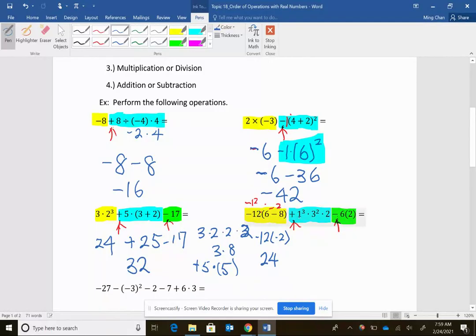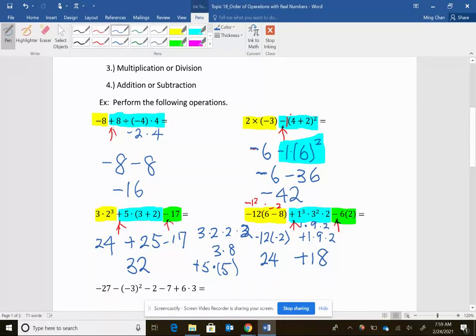My second term, positive 1 to the third is 1. Right? Times 3 squared is 9 times 2. So positive 1 times 9 times 2 is still going to be positive 18.